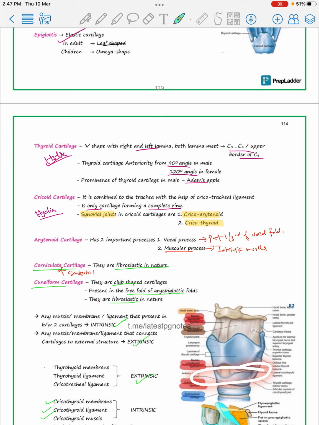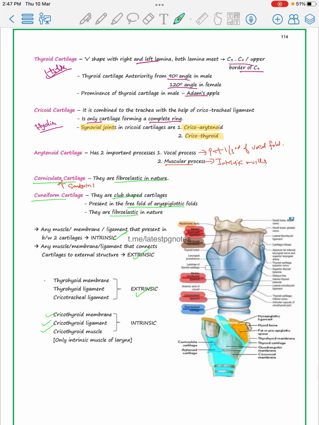Then the arytenoid cartilage has more important processes. Two important processes: vocal process and muscular process. The vocal process is the part that forms the posterior part of the vocal cord, and the muscular process gives attachment to the intrinsic muscles. See, this is the vocal and this is the muscular process, two processes there.